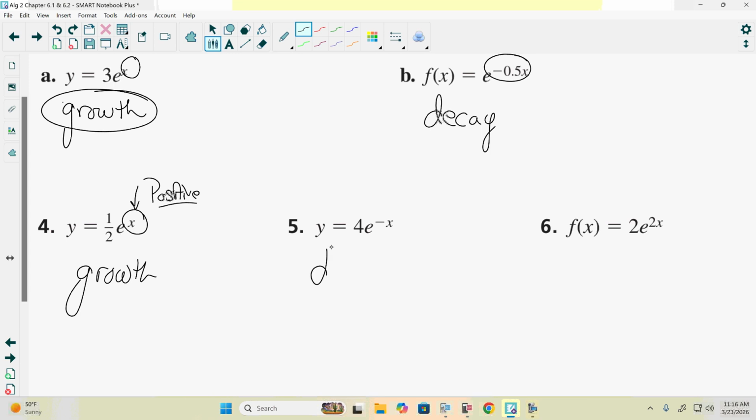Rather than 2x is growth because it's whatever 2x is. Yes, so when we look at this here, it's not so much the number, it's the sign. If it's negative, it's decay. If it's positive, it's growth. So when the base is e, if that exponent's positive, it's growth. If that exponent's negative, it is decay. Questions on these here?